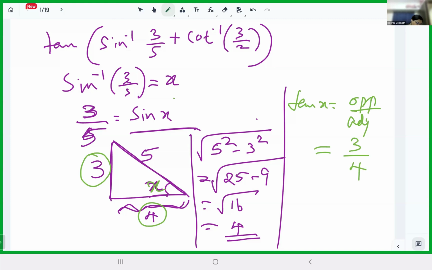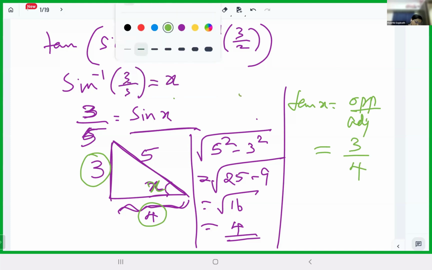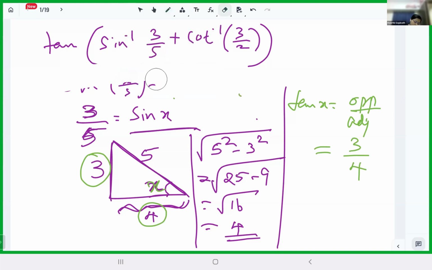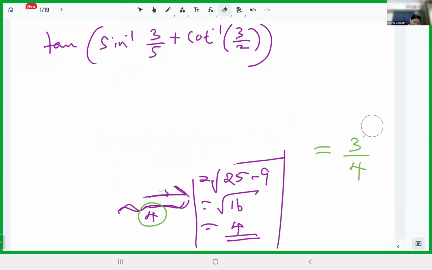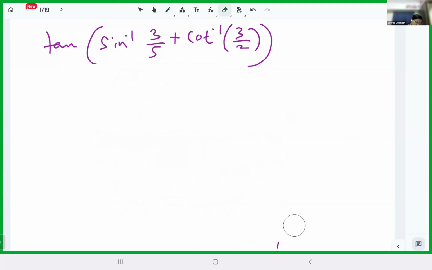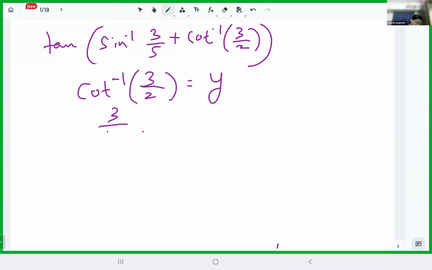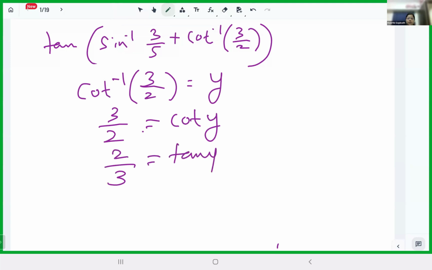Now we have to obtain the value of tan y also. If I put cot inverse of 3 by 2, we can write 3 by 2 is equal to cot y, which means 2 by 3 is equal to, the reciprocal will give you tan y. So we have obtained the value of tan x as well as tan y.